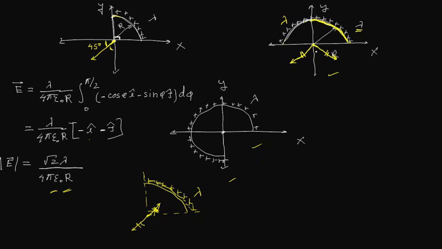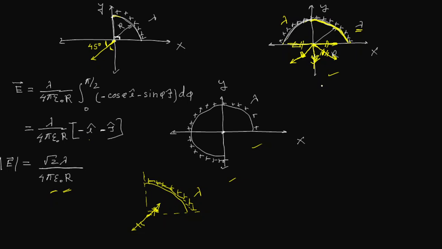So finally what we can do is decompose this electric field. If we decompose this field, one component will be along this direction and another component will be along this direction. And for this one, if we decompose it, one component will be along this direction and another component along this direction. So these two components will cancel each other out. So we'll get electric field only downward, minus j cap.